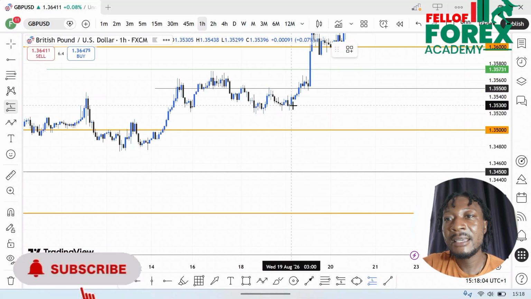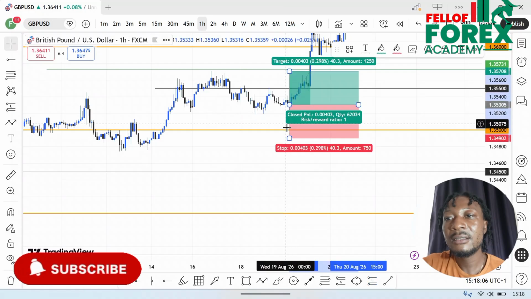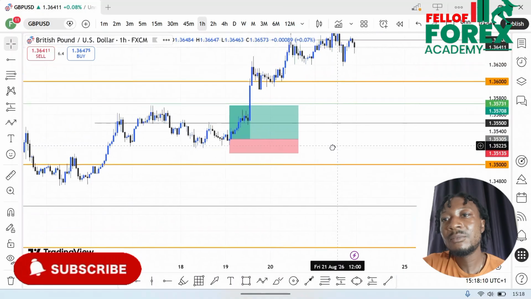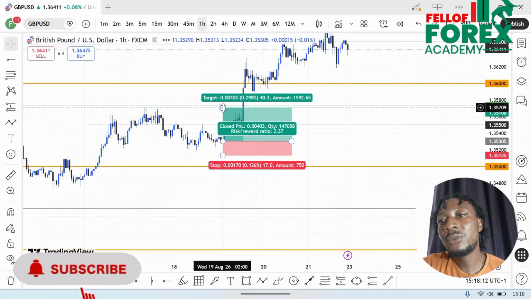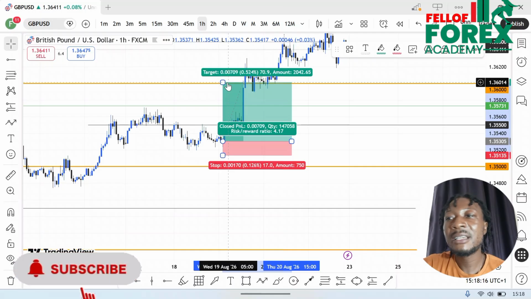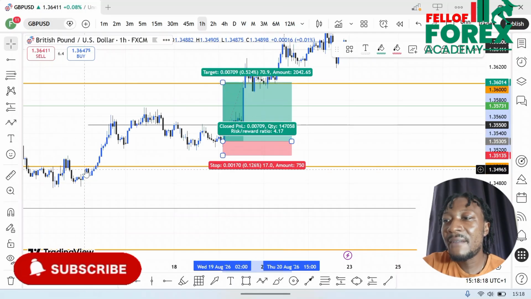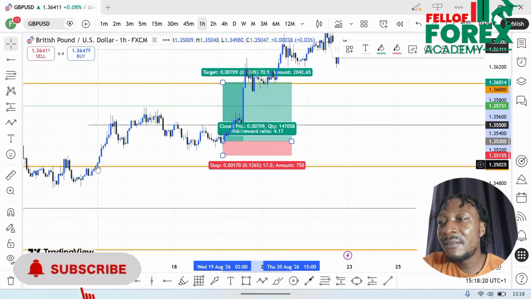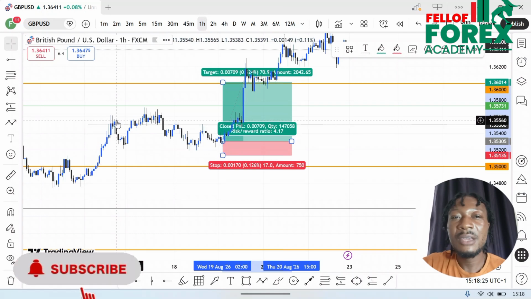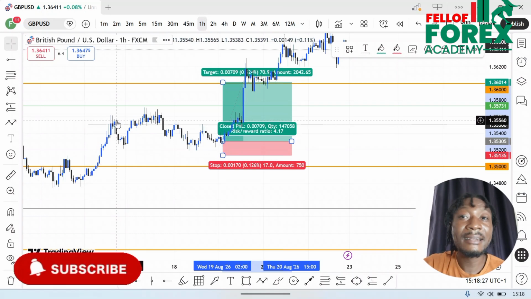You can either enter here or here, and then where's your stop loss? A few pips below this low, and then you target the next key level, or you target a 1:2. It depends on you, and that's how you make money in the financial market. And now look at the key levels. Whenever a candlestick closes above a key level, what happens? It targets the next key level, the next mid level. That's just how it works most of the time. I have a whole video on that, breaking it down.